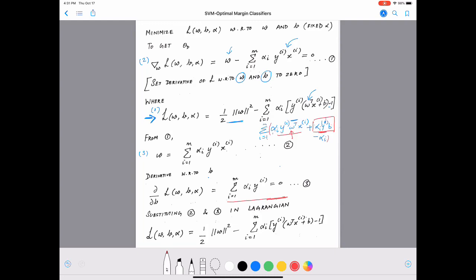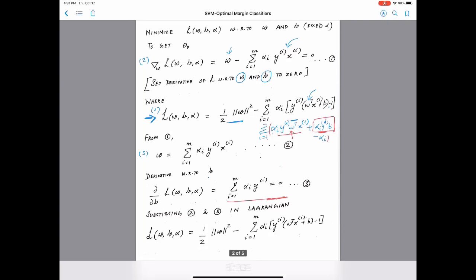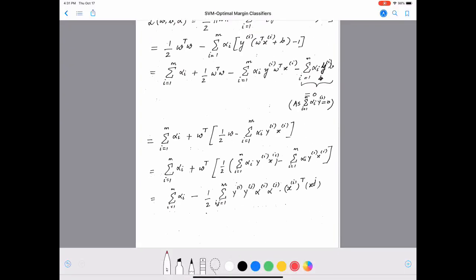Now we can substitute both these values in the Lagrange. Now we have the Lagrange here written out in the last step of this page. And now what we will do is we'll substitute for W, and wherever we have sigma over alpha i, yi separately, we can substitute 0 for that. Now we have W square. We're going to write it out as W transpose W.